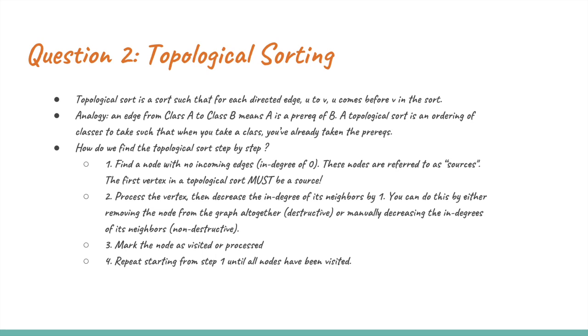In step 2, we process the vertex, then decrease the in-degree of its neighbors by 1. And you can do this by either removing the node from the graph altogether, or manually decreasing the in-degrees of its neighbors. In step 3, we mark the node as visited or processed, and then in step 4, we repeat, starting from step 1 until all the nodes have been visited.